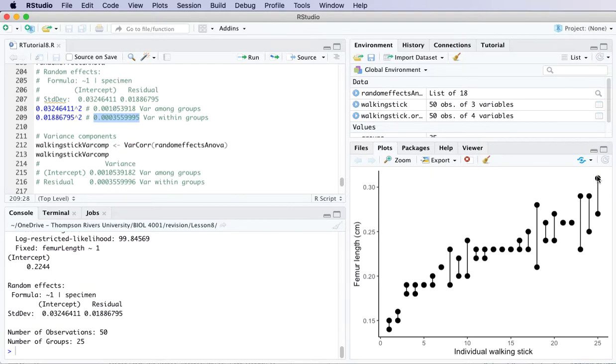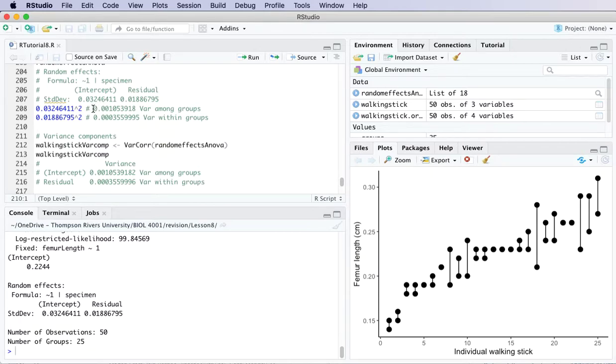But on the other hand, the variability of the measurements within each individual walking stick would be very large. So these lines would be really big. So this kind of graph would have very large lines joining points that were quite widely spaced. But as we go along the plot from the small insects to the large insects, there's not much of an increase there. So that would be the case if the variance among the groups was relatively small and the variance within the groups was relatively large. So that's two possible extremes.